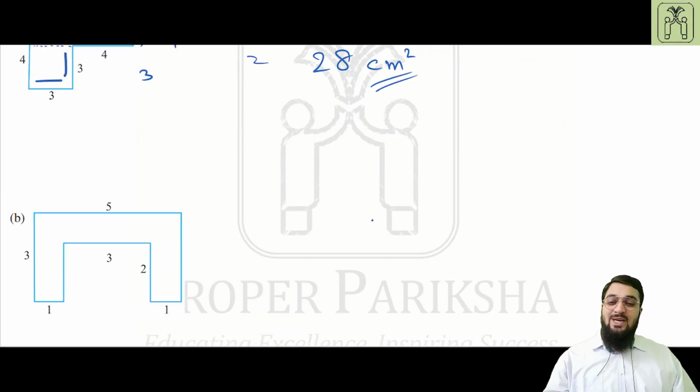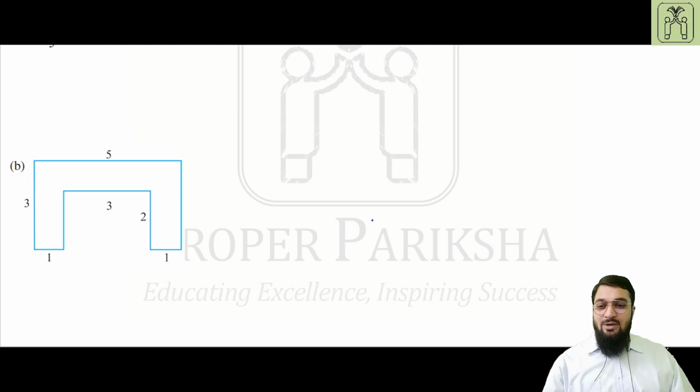Coming to the next question. Again, we will have to divide them into separate rectangles. So what we'll do, we will make a line here and we will make a line over here. After that, we have this particular 2 and we require this one also. That is also what we have. After that, we have 3 and the total length is 5. So this is also what we have.